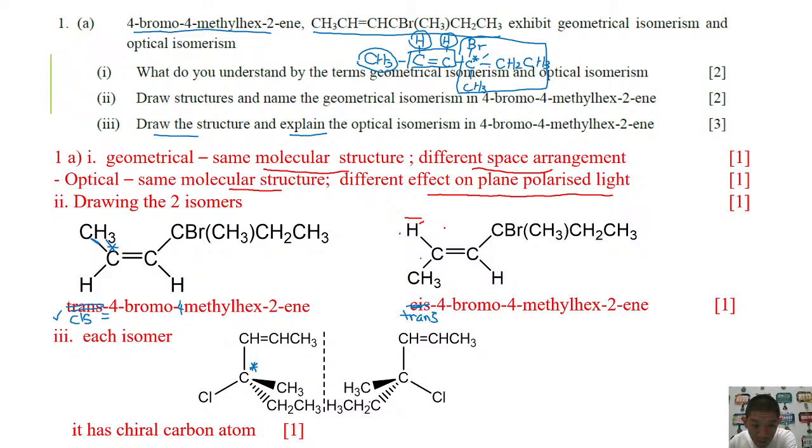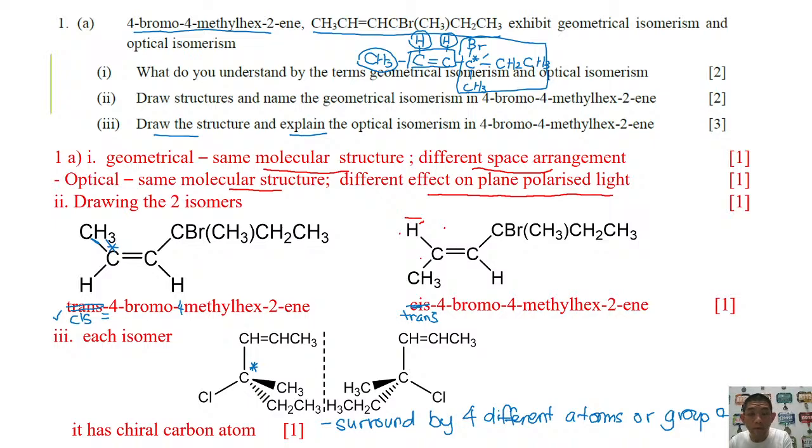Has chiral carbon atom. Then if I were a student, I would further write surrounded by 4 different atoms, or groups of atoms here. Okay, so that is how you are going to explain geometrical and optical isomerisms. So that is for question number 1A.